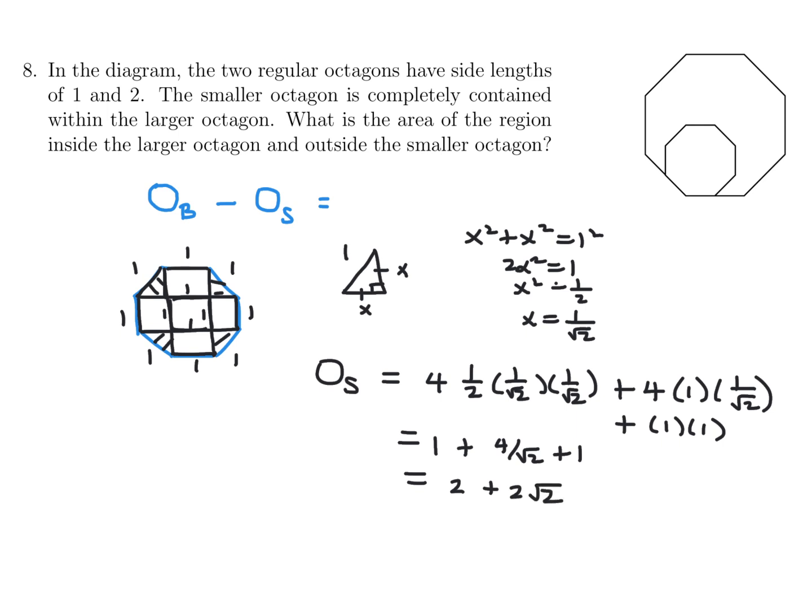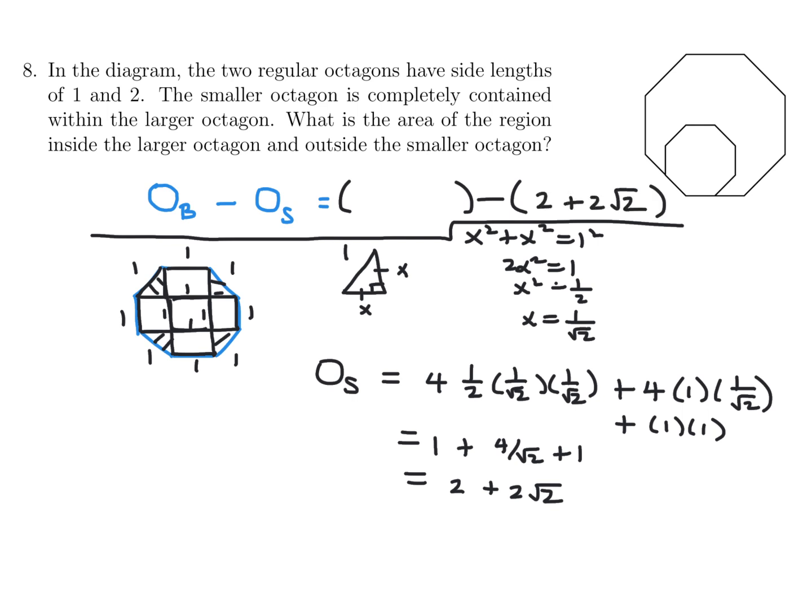Yeah, okay. So that's a good start. So we got 2 plus 2 root 2. So we got half of the puzzle. And then the same thing, I'll let you do the next one. The one where the sides are 2.